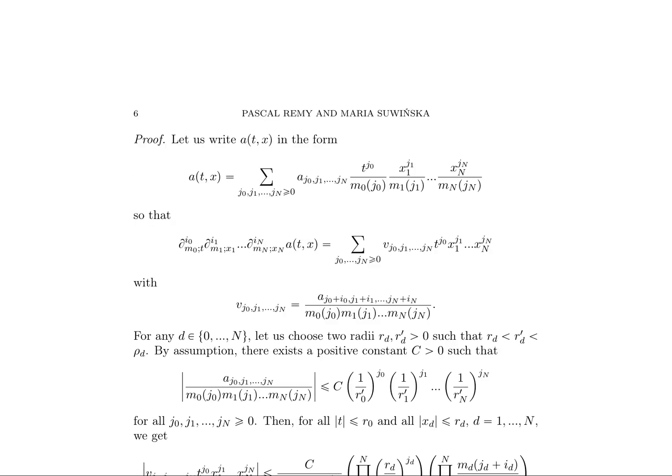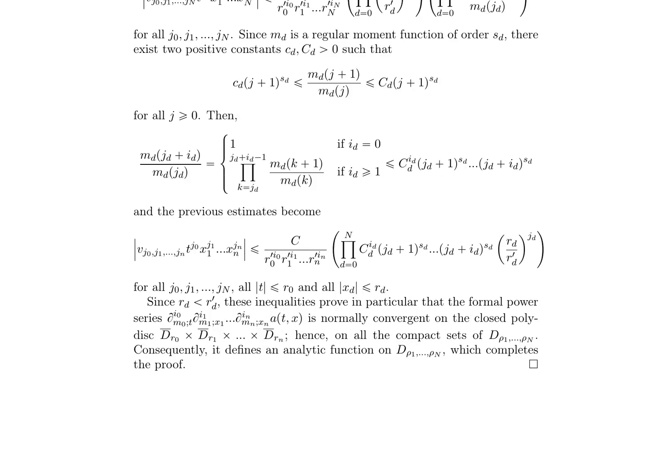The proof of the theorem on the convergence of a formal power series begins by defining the series and its parameters. It then establishes a set of inequalities, which are used to demonstrate the normal convergence of the series on a specific domain. The proof relies on the properties of moment functions and their regularity. The conclusion asserts that the series defines an analytic function on the specified domain, thus completing the demonstration.